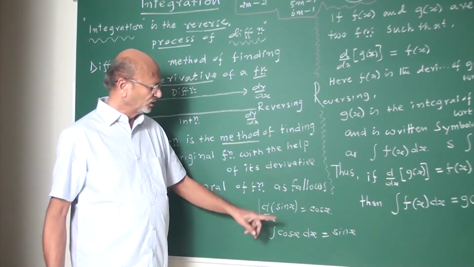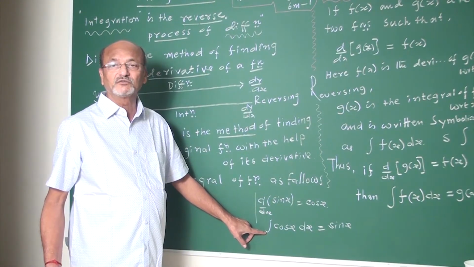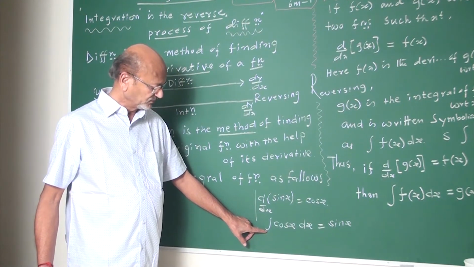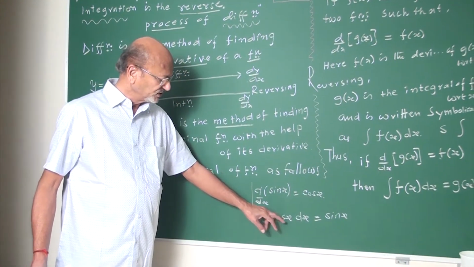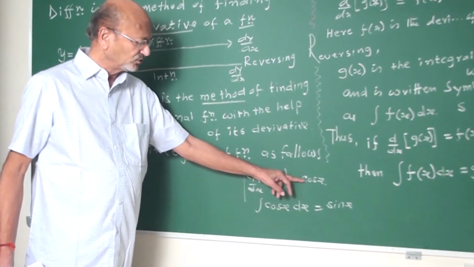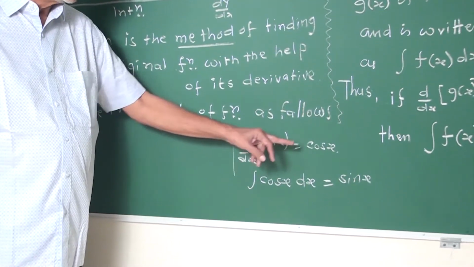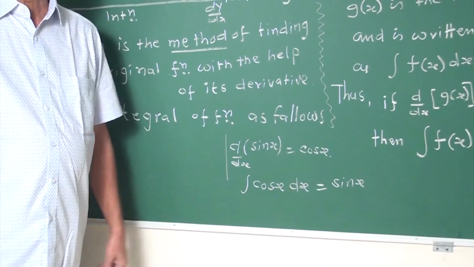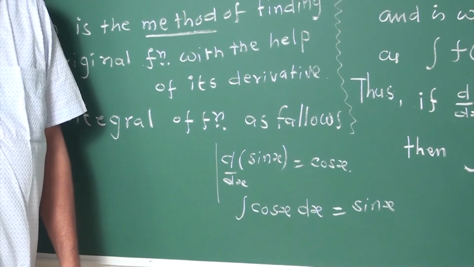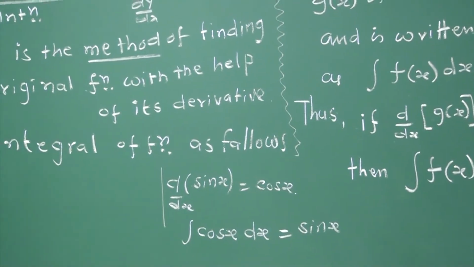Therefore, the symbolic way is the big S, the stylish way of writing the S. The integral of cos x with respect to x is sin x. The derivative of sin x is cos x, and the integral of cos x is this bracket, which is sin x. This is, my friends, integration.